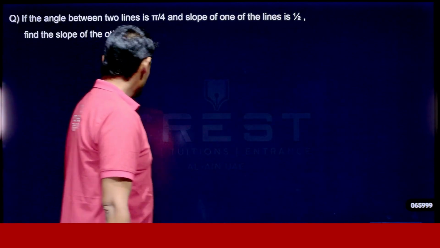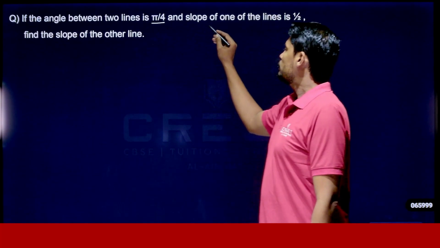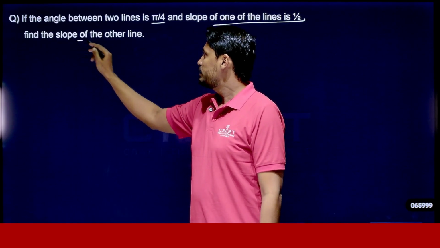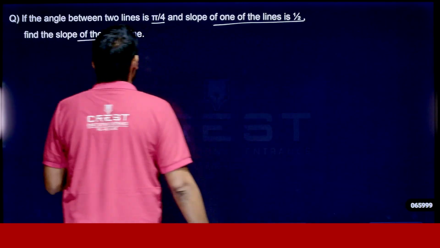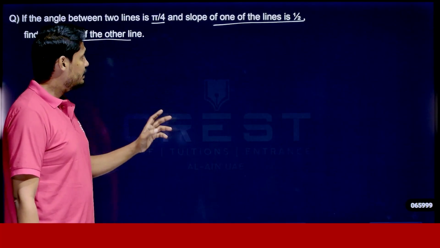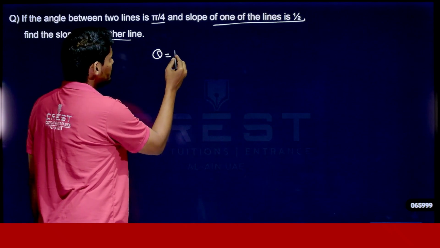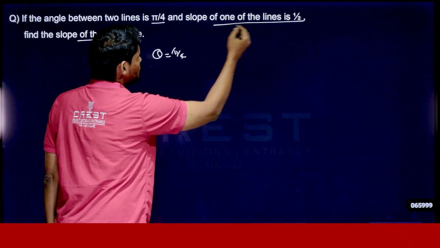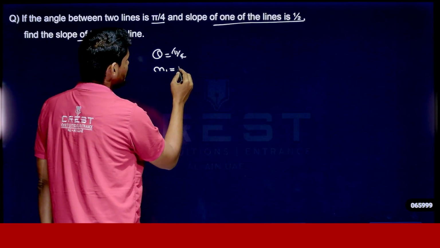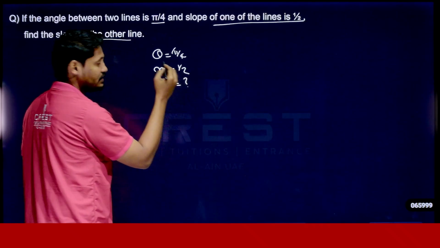Yes, we have a question. If the angle between two lines is pi by 4 and the slope of one of the lines is 1 by 2, you have to find the slope of the other line. So it is given that the angle between the two lines is pi by 4, which means 45 degrees. Theta is pi by 4, and the slope of one line, m1, is 1 by 2. You have to find the slope of the second line, m2.